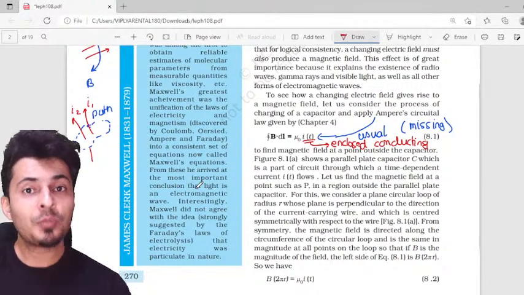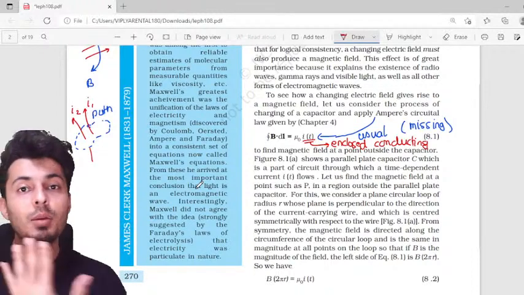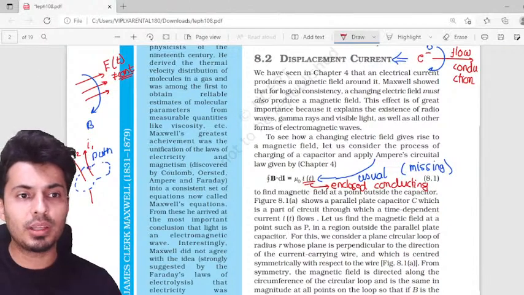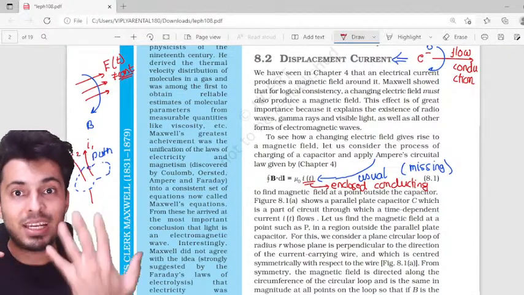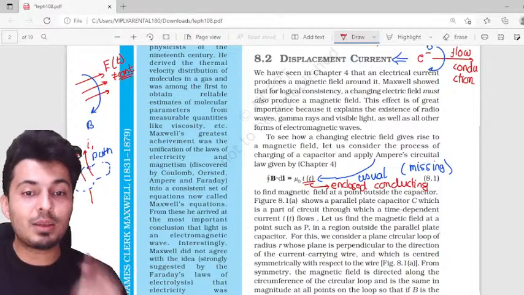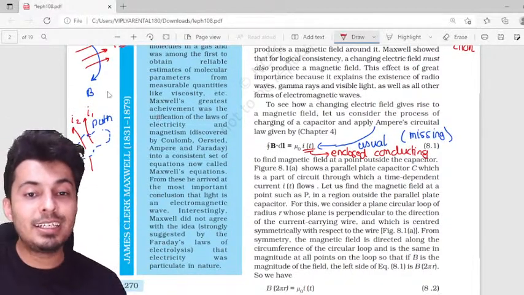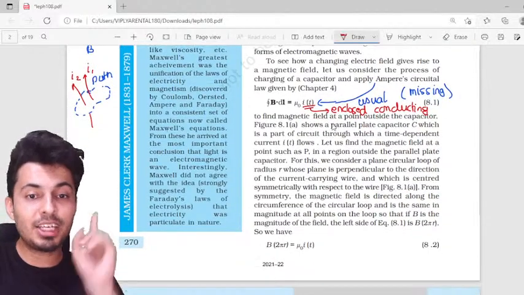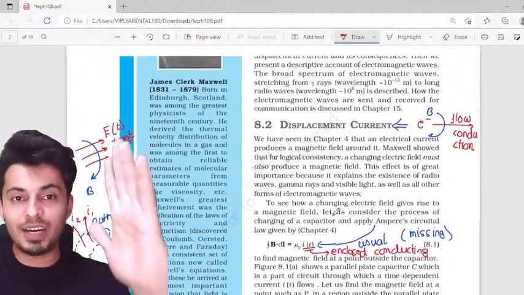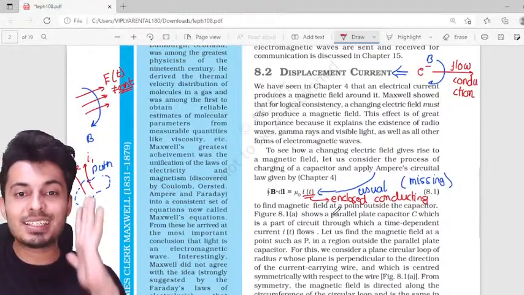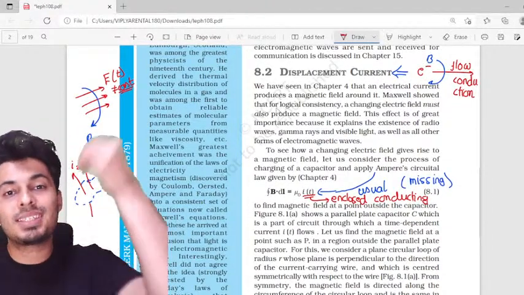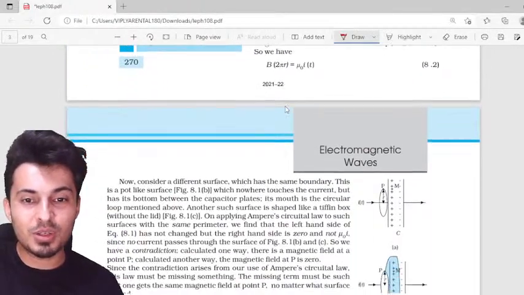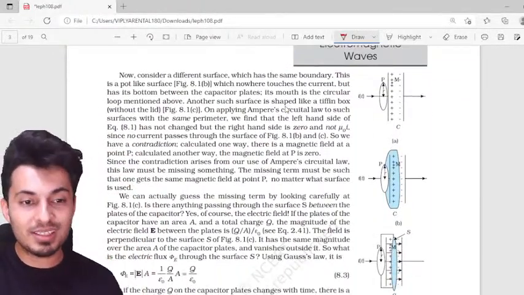But we know an electric field which is varying produces a magnetic field around it. I just told you over here on the left top corner. So if a changing electric field produces a magnetic field, then I need to modify the definition of Ampere's law, and that's why we have defined displacement current, which is an equivalent current which produces the same magnetic field.